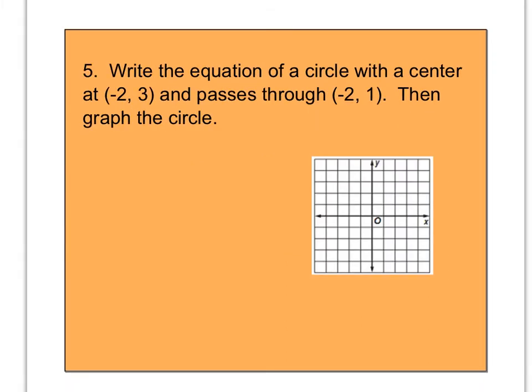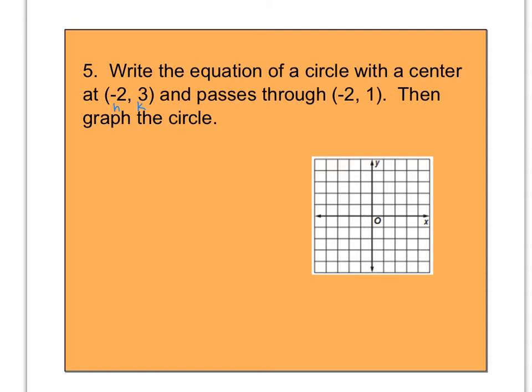Number 5, write the equation of a circle with a center at -2, 3 that passes through -2, 1, then graph the circle. Well, I can see the center is at -2, 3, so this is going to be our h, this is going to be our k, but I don't think we were given the r. I think it's going to be easier to graph this first.